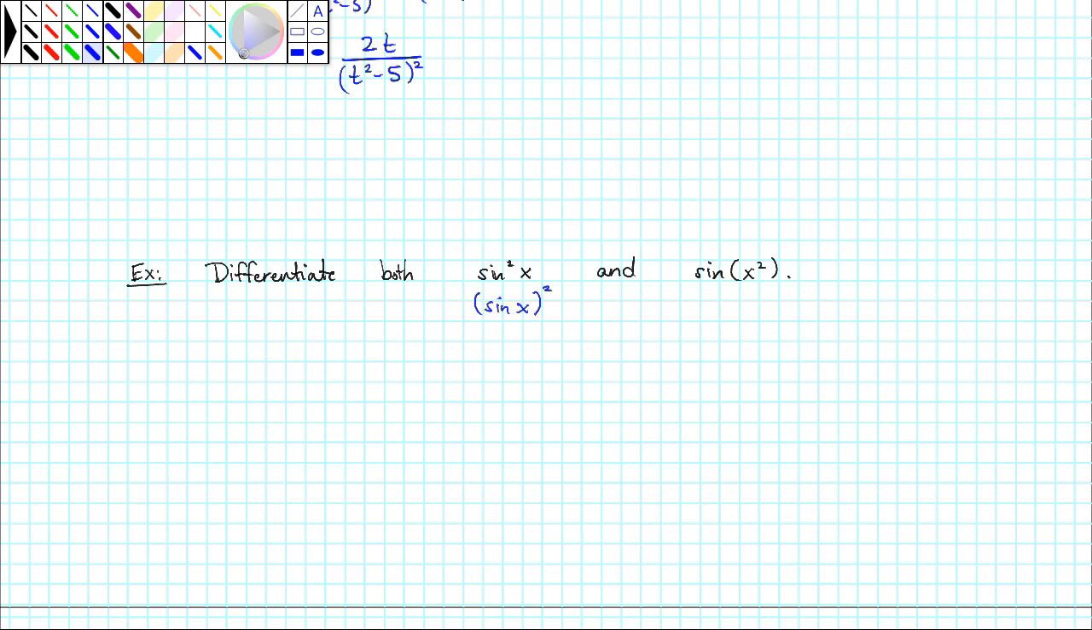So I'm going to start with the derivative with respect to x of sine x squared. Now that outside function is the squaring, and I know that to differentiate squaring, I go 2 times the input, but then I have to take the derivative of the input. And that input is sine x. So this is 2 times sine x, and the derivative of sine x is cosine x.